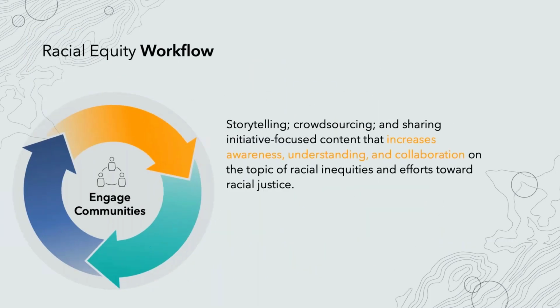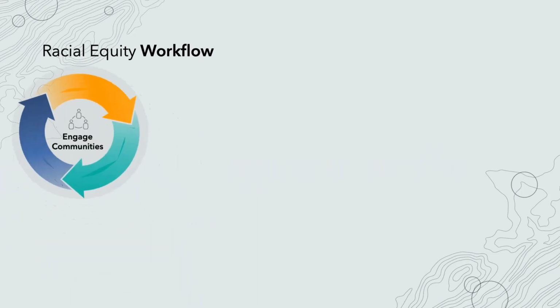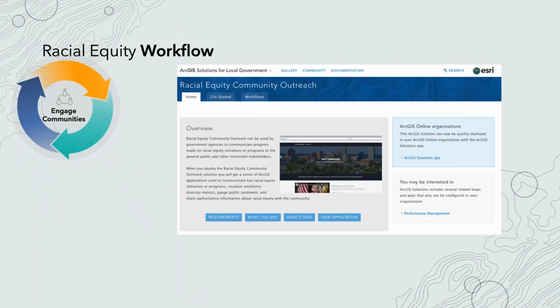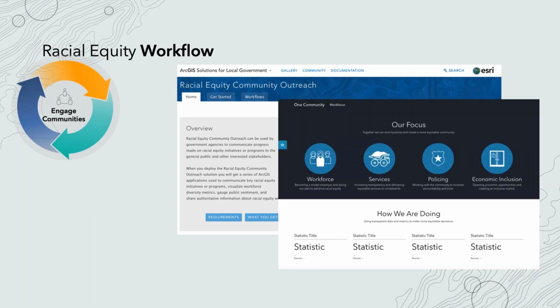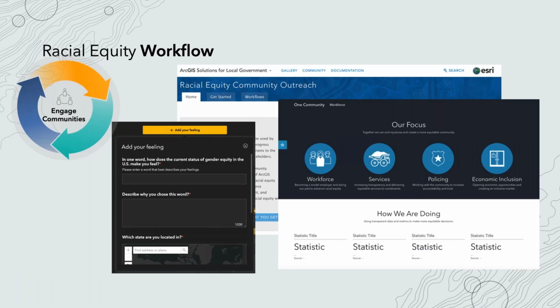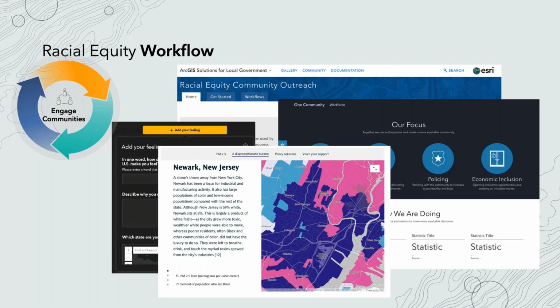So organizations working towards racial equity need to inform, be informed by, and collaborate with stakeholders both in and outside of their organization. So engaged communities is at the core of this workflow to support your ongoing efforts to increase awareness, understanding, and collaboration at every stage of the process. So we encourage folks to deploy the racial equity community outreach solution to enable your organizations to engage stakeholders around focus initiatives and key metrics, use surveys and crowdsourcing apps to ground truth your understanding of needs, and use tools like story maps to share a complete narrative that helps you to put the issues that you're trying to address in context with the solutions that you're trying to implement.